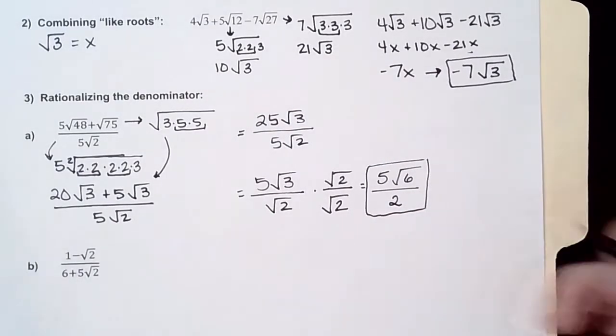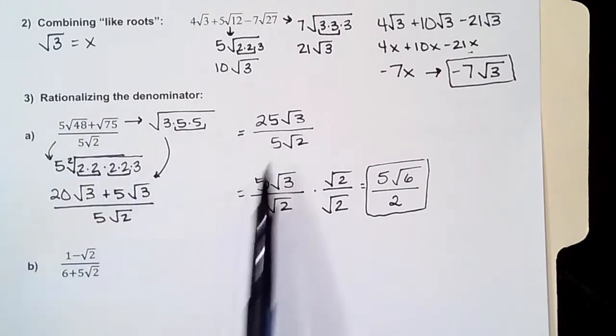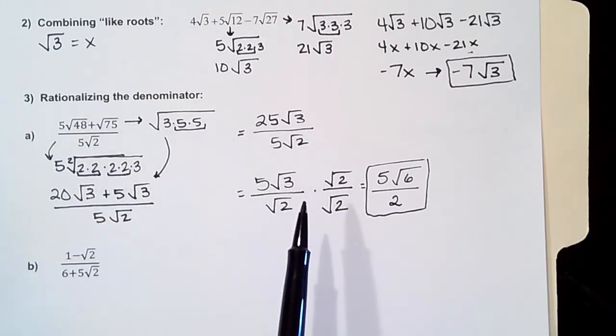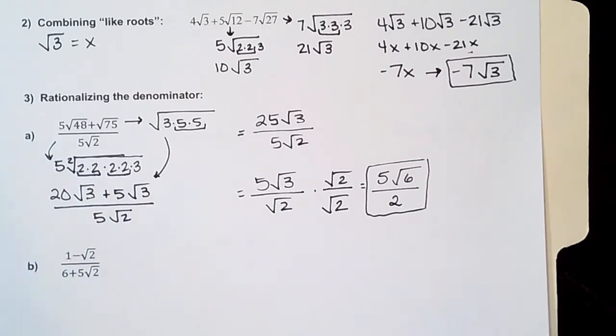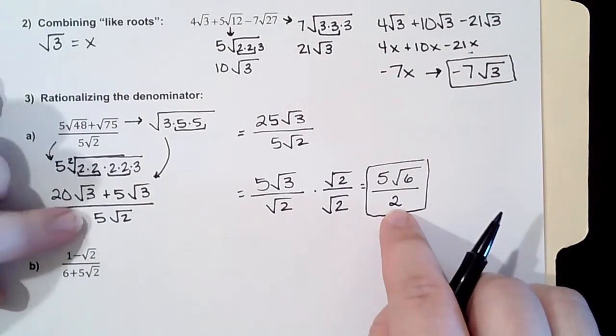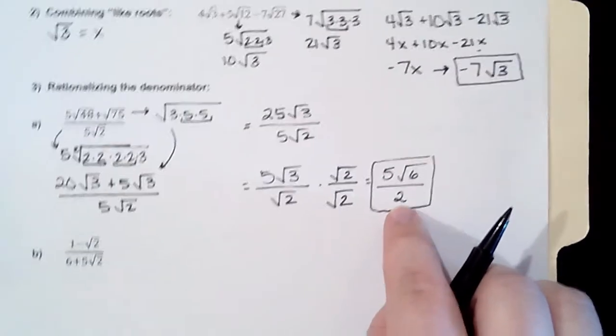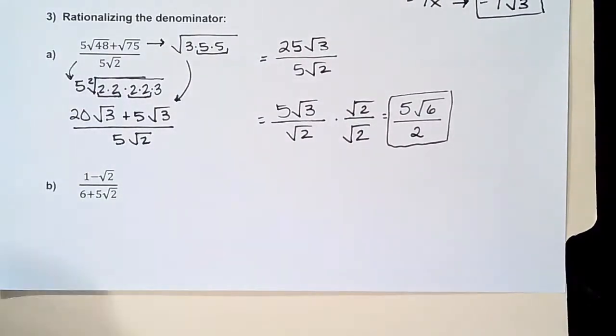What I want you to notice about this problem before I move on: there's a lot more simplification than there is rationalizing. The majority of your radical problems are going to be simplifying them rather than actually rationalizing. So this was the first type of rationalizing that we're going to do, and that's when you only have one term on the bottom. You'll notice with the next one, we have 2 terms on the bottom.